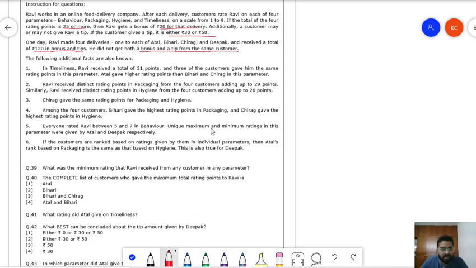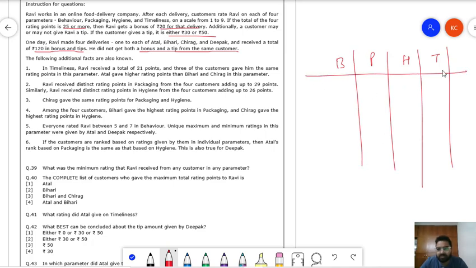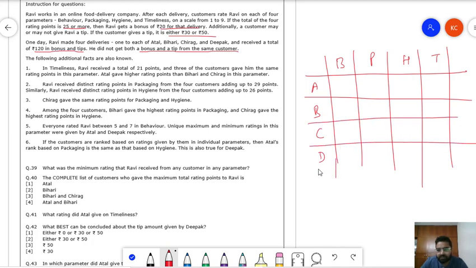So in this particular case, we can see that there are four parameters: behavior, packaging, hygiene, and timeliness. And then we can have total also. And the persons are Atal, Bihari, Chirag, and Deepak. Okay. Now he received a total of 21 points. Three of the customers gave him the same rating in this parameter. Atal gave him higher ratings than Bihari and Chirag.